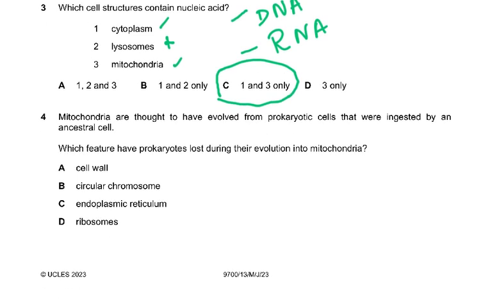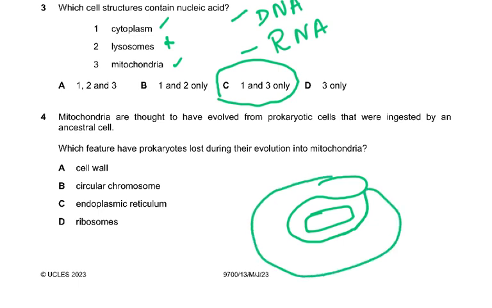Then it says mitochondria are thought to have evolved from prokaryotic cells that were ingested by an ancestral cell. So a prokaryote means a bacteria ingested by an ancestral cell. Which features have prokaryotes lost during their evolution into mitochondria? We have to understand what the present features of prokaryotes are. They have a cell wall, but mitochondria do not have a cell wall. So that is why the answer is A, that they have lost the cell wall.